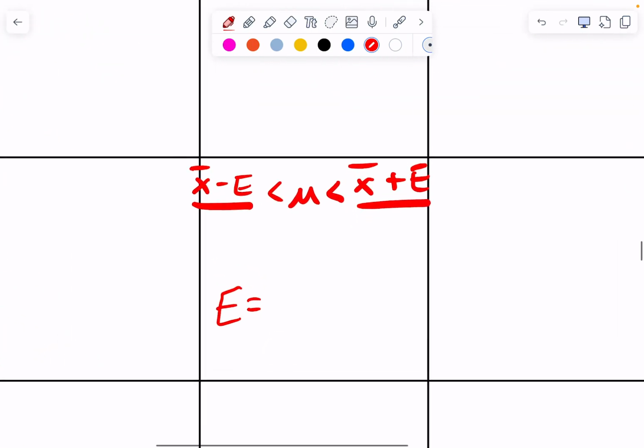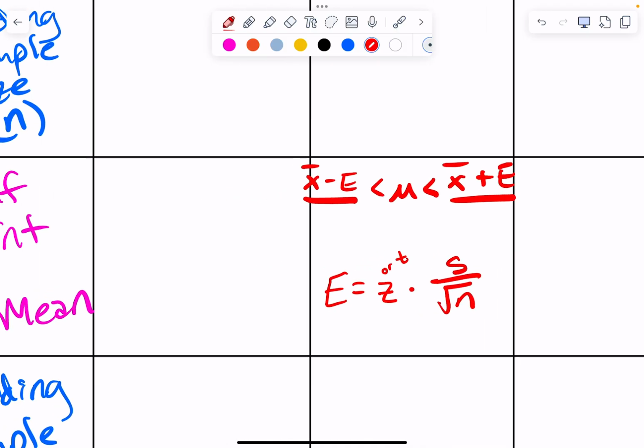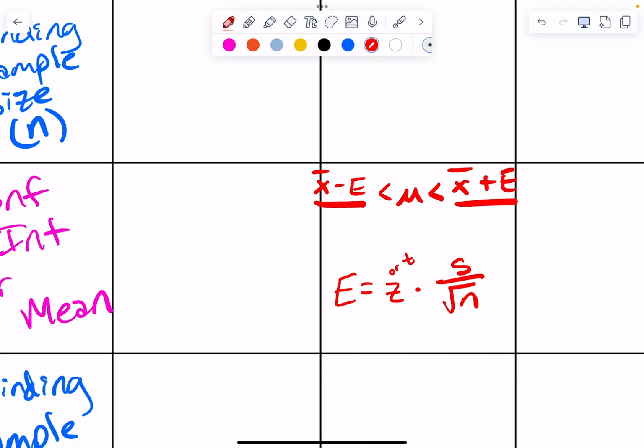The error is Z or T times S over the square root of n. There's only like 3 little parts to it. You use either the Z chart or the T chart, times S over what? The square root of n. S over the square root of n.